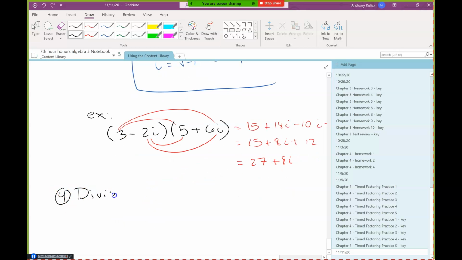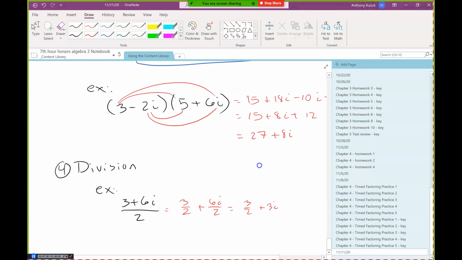Next up is division. One of these division situations we've already seen. So if I have something like 3 plus 6i divided by 2, I can just break it up and reduce the fractions individually if possible. Right? That's no big deal. Pretty easy to deal with that.